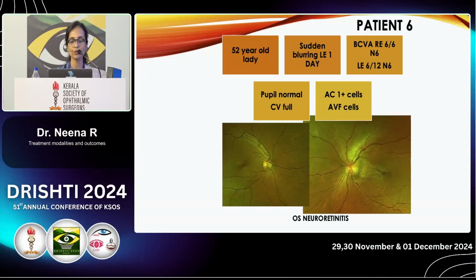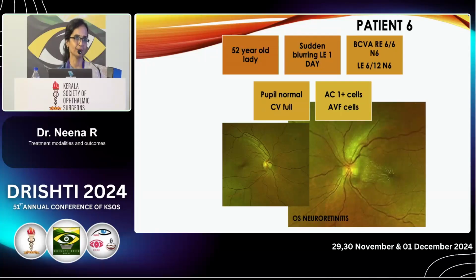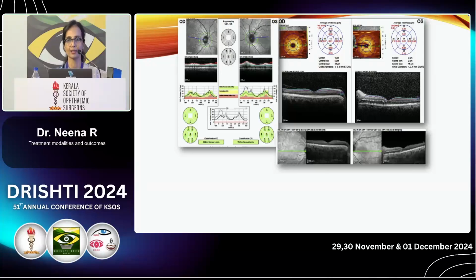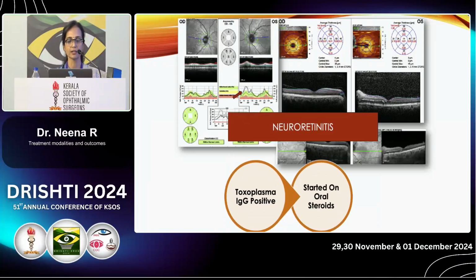So in neuroretinitis, you don't have to give them IVMP. You can actually put them on oral steroids unless it's bilateral and very severe. So that's what we did. We did all the tests, including toxoplasma. You need to rule out infective conditions. TB and toxo are the two important things that we rule out before we start the patient on steroids.